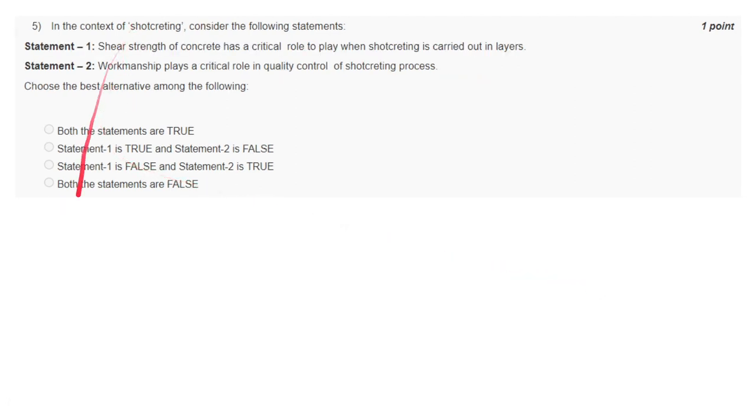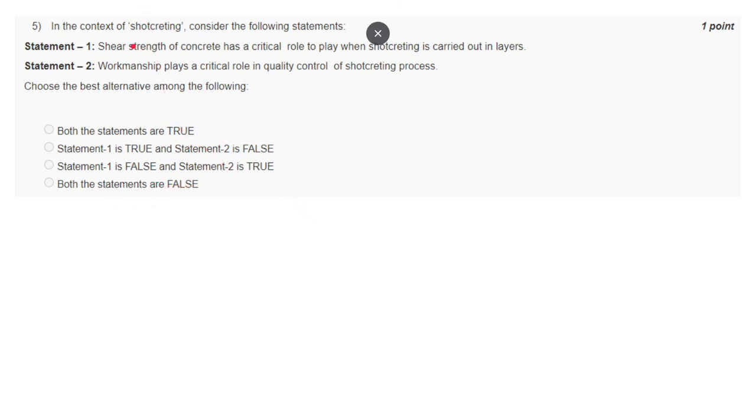Fifth question, in the context of shotcreting, consider the following statements. Statement 1, shear strength of concrete has a critical role to play when concreting is carried out in layers. Statement 2, workmanship plays a critical role in quality control of the shotcreting process. Choose the best alternative among the following. Both the statements are true. 1 is true, 2 is false. 1 is false, 2 is true. Both the statements are false.